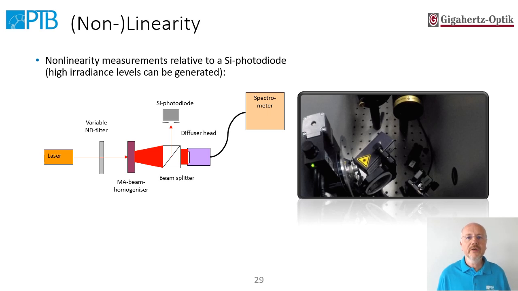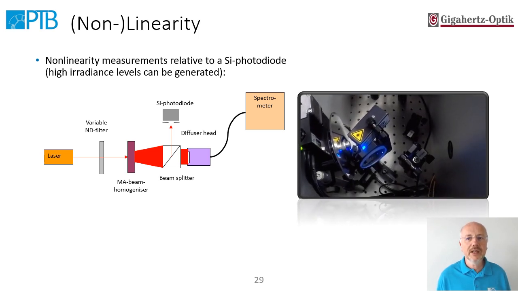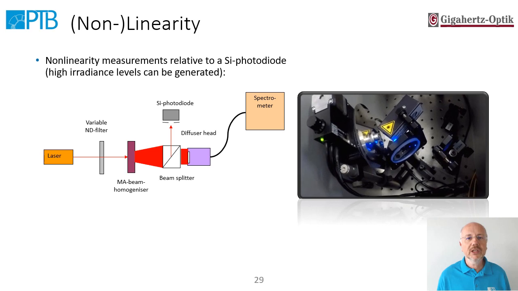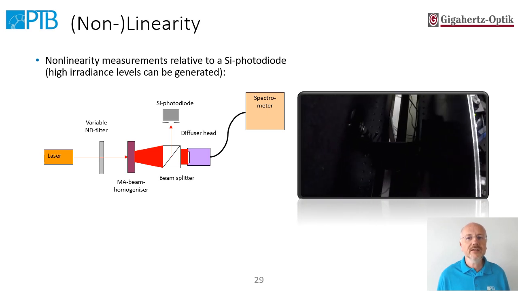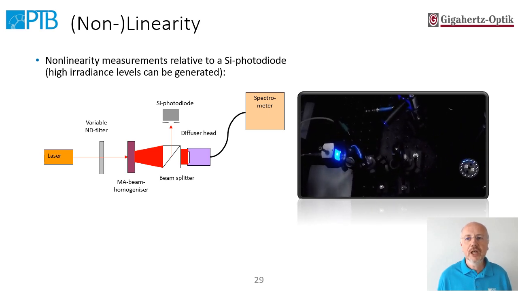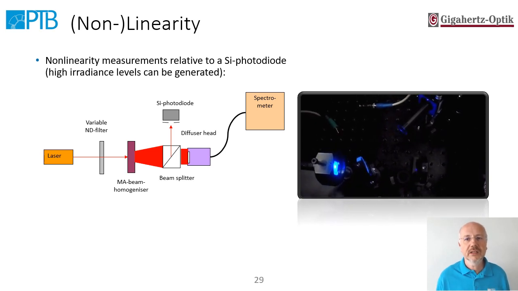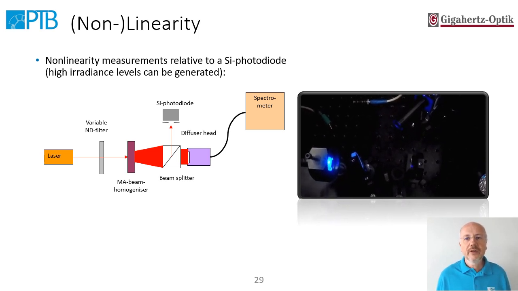Let me show you how we realize the setup to perform measurements relative to a linear monitor photodiode. We have several stable lasers at fixed wavelengths. A variable neutral density filter wheel can attenuate the incoming radiant power and therefore allows us to set or vary the irradiance on the input optics. Next, a microarray beam homogenizer produces a nice uniform irradiance field illuminating the entrance optics of the spectroradiometer. And a beam splitter reflects a fraction of the incoming radiation to a linear silicon photodiode used as monitor detector.